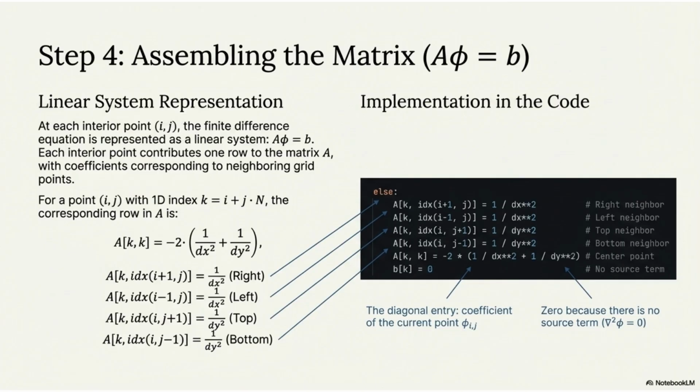The finite difference equation for each interior point is represented as a linear system. Each row in A corresponds to an interior point, with coefficients for neighboring grid points. This includes the diagonal entry, coefficients for the 4 neighbors, and a zero source term in B.